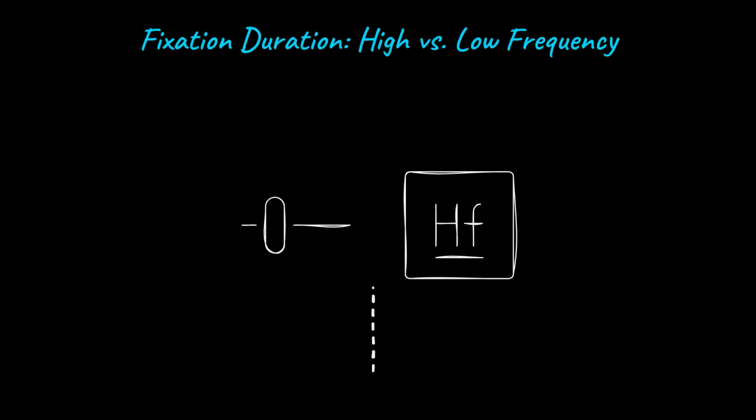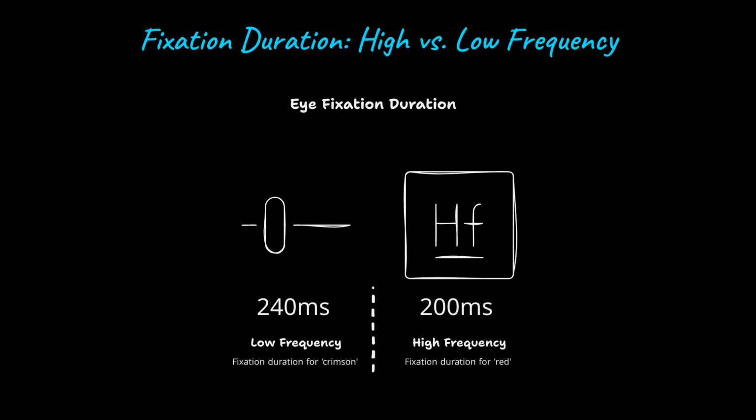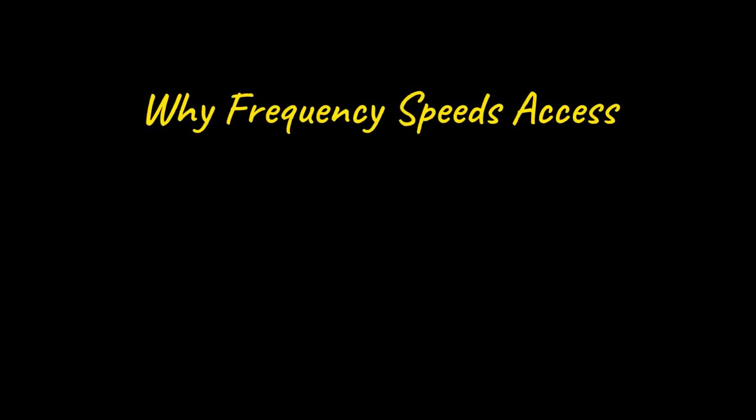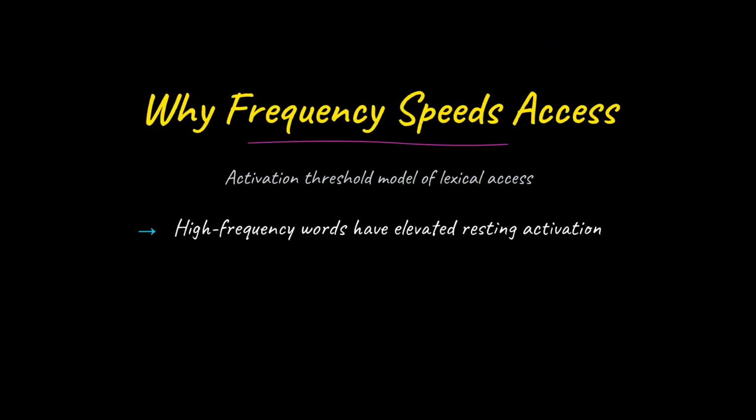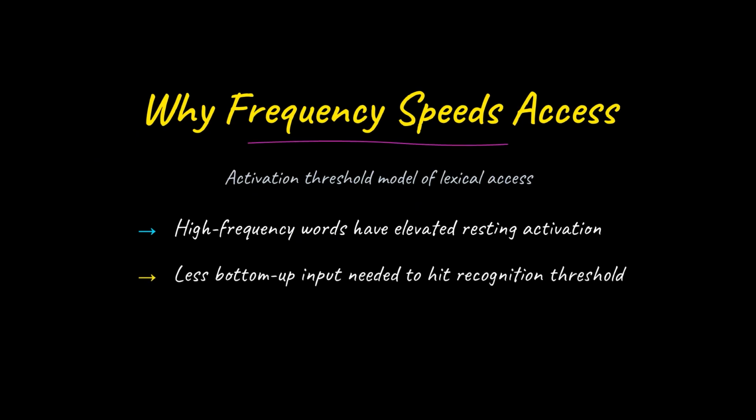All three converge on the same result: high-frequency words are processed faster in Rayner and Duffy's 1986 eye tracking work. Readers fixated low-frequency words significantly longer, often 20 to 40 milliseconds more, even within ordinary sentences where length and predictability were held constant. The mechanism involves activation thresholds in the mental lexicon. Words you encounter often maintain higher resting activation, so they need less perceptual input to be recognized.